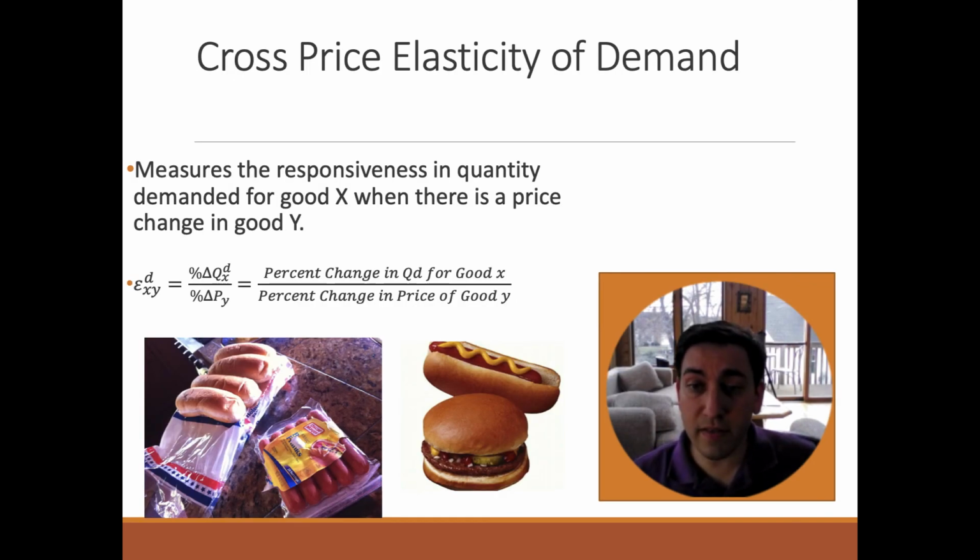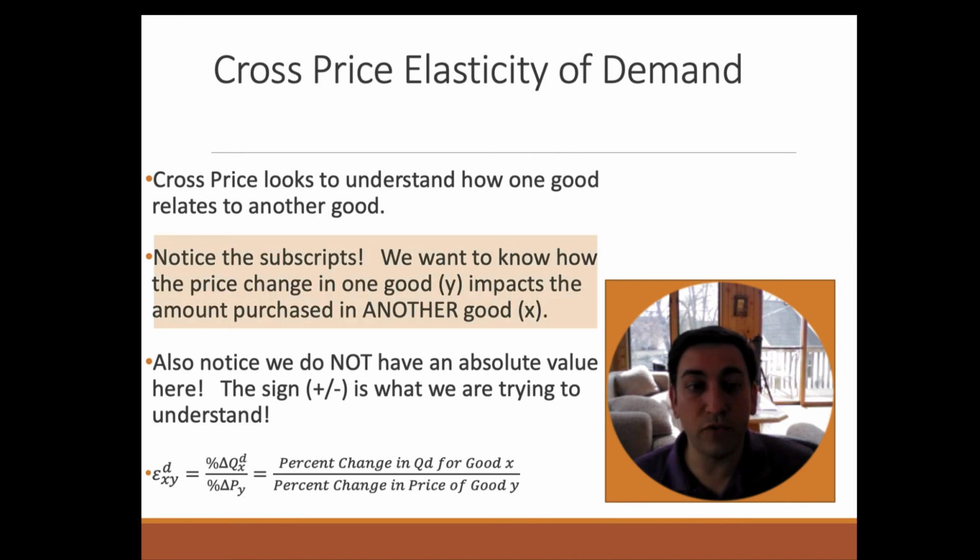The next elasticity that we want to talk about is called cross-price elasticity. And the formula looks almost the same except these tiny little subscripts. And what these subscripts are trying to say is, I want to know what happens to one good if I change the price of another good. So it could be, if I change the price of hot dogs, what happens to the amount of hot dog buns that are purchased? Or if I change the price of hot dogs, what happens to the amount of chicken or hamburgers that are purchased? So we want to know how goods are related. So the real key here is to notice the subscripts.